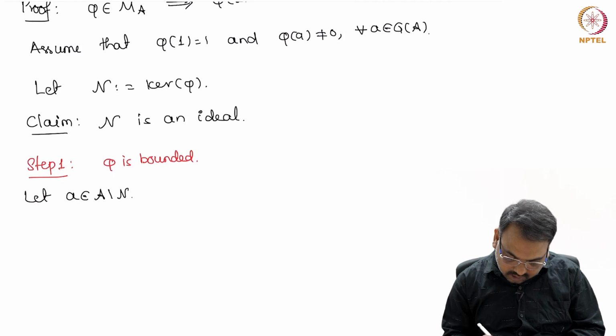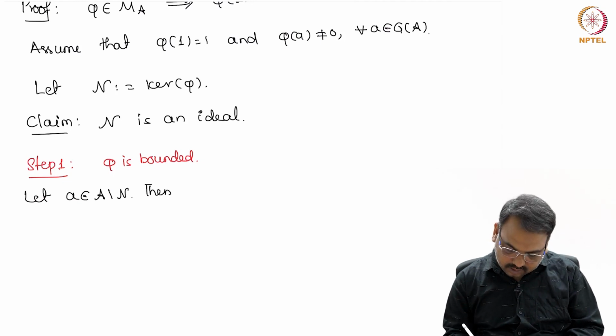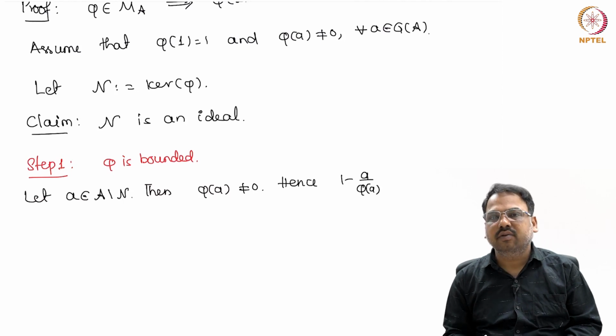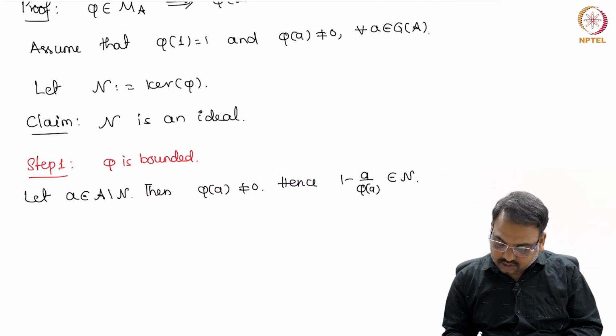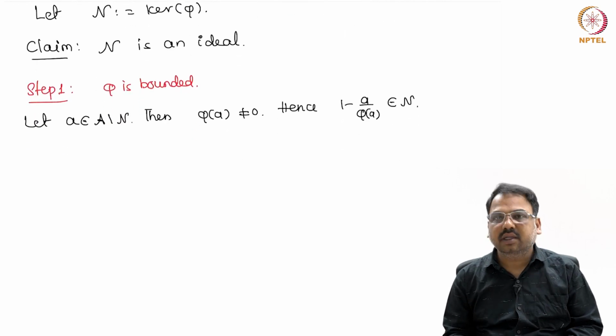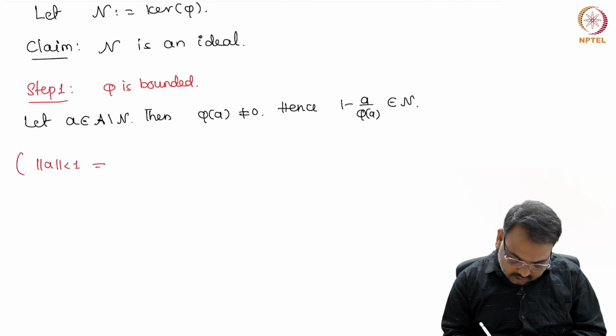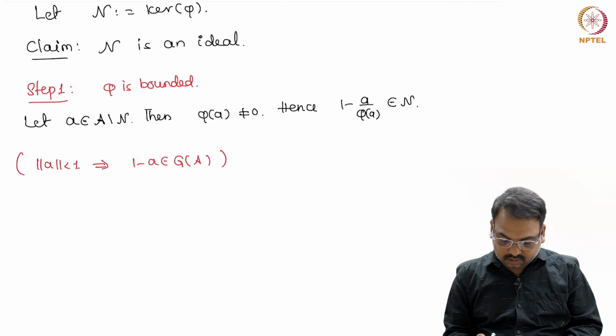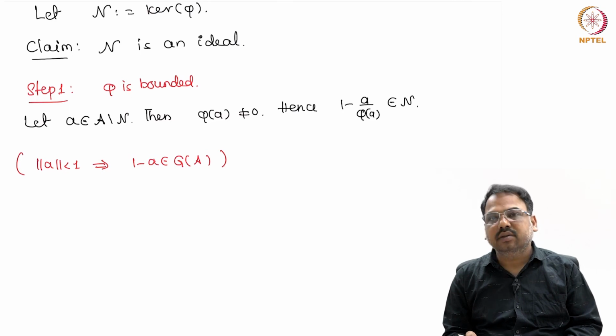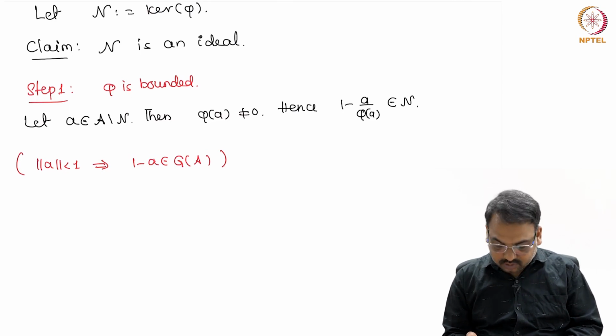First let us look at a not in N. Then phi of a is non-zero. Hence 1 minus a by phi of a, applying phi, gives phi of 1 minus phi of a by phi of a, which is 0. So this is in N, hence it is not an invertible element. So we have the following result: if norm a is strictly less than 1, then 1 minus a is in G(A).